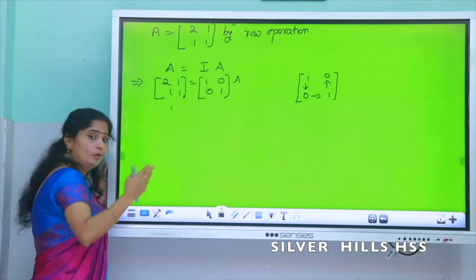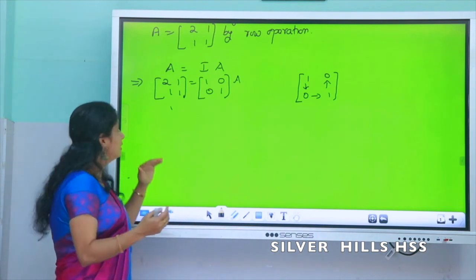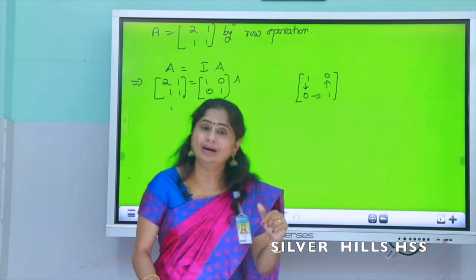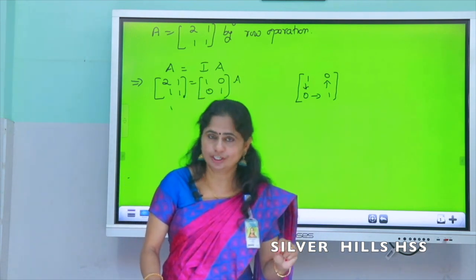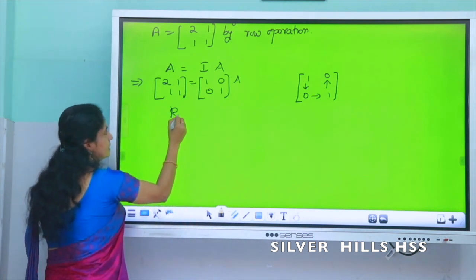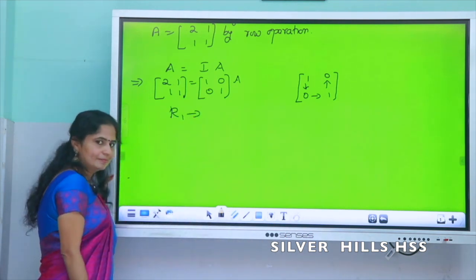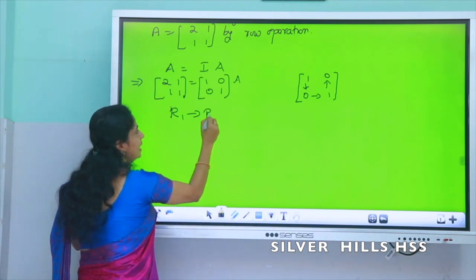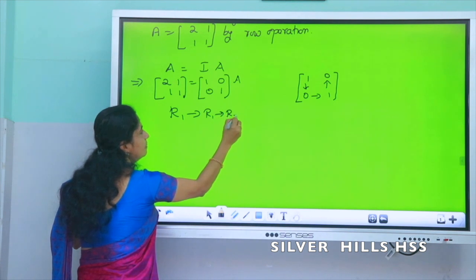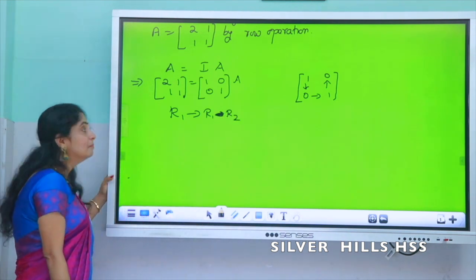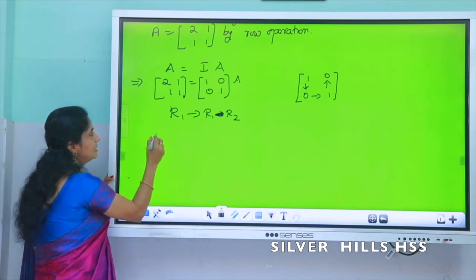We can go for two operations: we can interchange R1 and R2 in order to bring 1 in the A11 position, or we can also directly subtract. That is, you know that 2 minus 1 is 1. So I can write R1 becomes R1 minus R2. R1 becomes R1 minus R2.